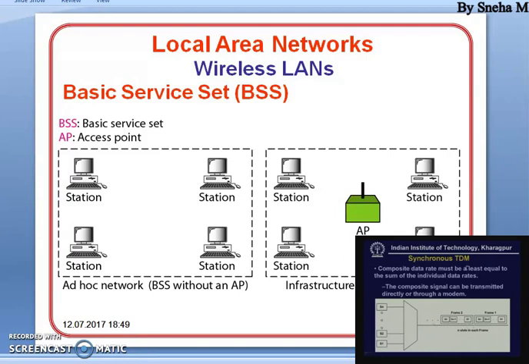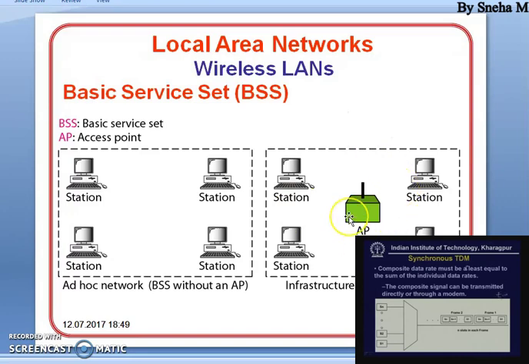So basically we have two types of architectures in BSS. One is without AP. So the stations which are part of the BSS here are ad hoc in nature. They agree to each other that they will send or receive data and form a network without an access point. So basically the data will be moving in this particular BSS only. It will not be communicated to other BSSs.